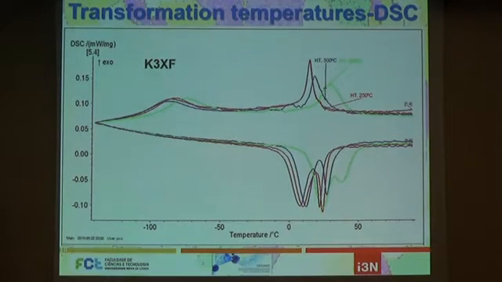That's K3 and K3XF, which have exactly the same geometry. The difference is that the K3XF is reported by the manufacturer as being one of the materials with the so-called R-phase treatment.